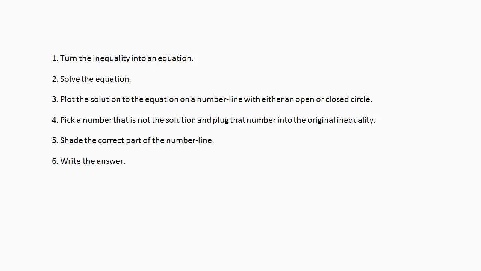The first thing we want to do with all inequalities is turn the inequality into an equation. Then we want to solve the equation. The third thing we want to do is plot the solution to the equation on the number line with either an open or closed circle. Then we want to pick a number that is not the solution and plug that number into the original inequality. Shade the correct part of the number line, and then we want to write the answer. So let's take a look at an inequality and see how this works.